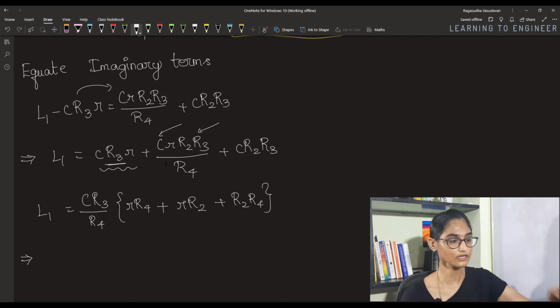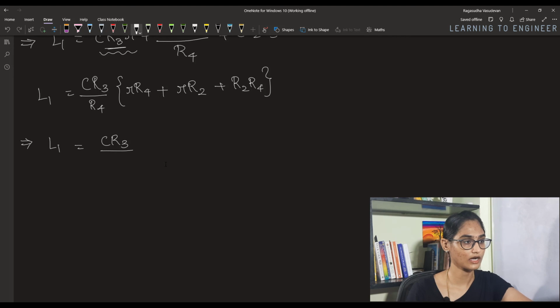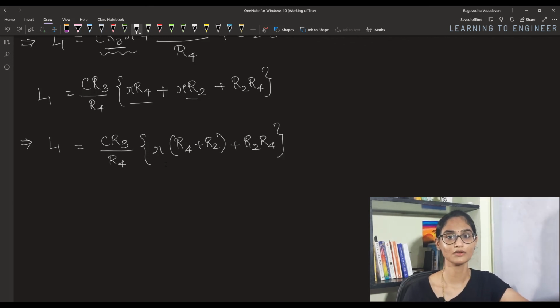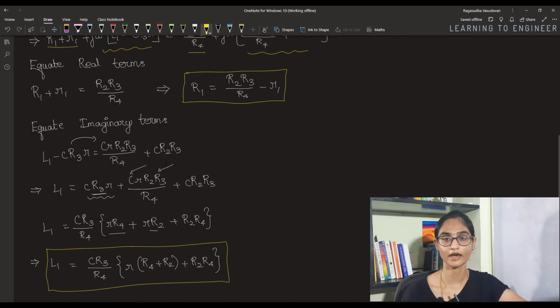So this implies that the value of L1 is equal to C R3 by R4 into, I am just taking the value of small r common, or you can also take R2 common, whichever is easy for you. Both are same. So small r into R4 plus R2 plus R2 R4. Just to make the equation look neat, we are taking this term outside so that it's easier for us to remember this formula. It is C R3 by R4 into R times R4 plus R2 plus R2 R4. Just to get some pattern in it so that we can remember the formula, we are just taking these terms outside. Otherwise, when we have a big formula like this, it's complicated to remember. Now, we have found out the value of L1 as well as R1.